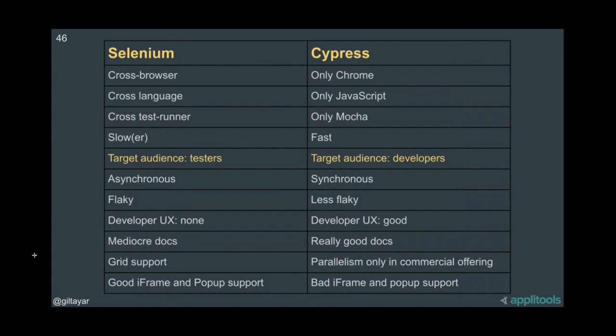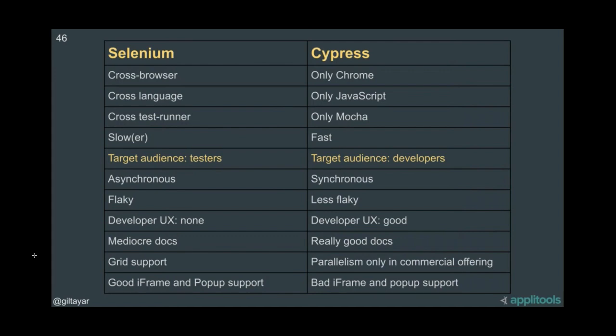In Selenium, the scripts are mostly slow, and the execution time is laggy. While in Cypress, the commands and the executions are very fast, because it internally runs in the test runner browser itself. The target audience for Selenium is mostly testers. Cypress targets developers and testers. It supports both roles.